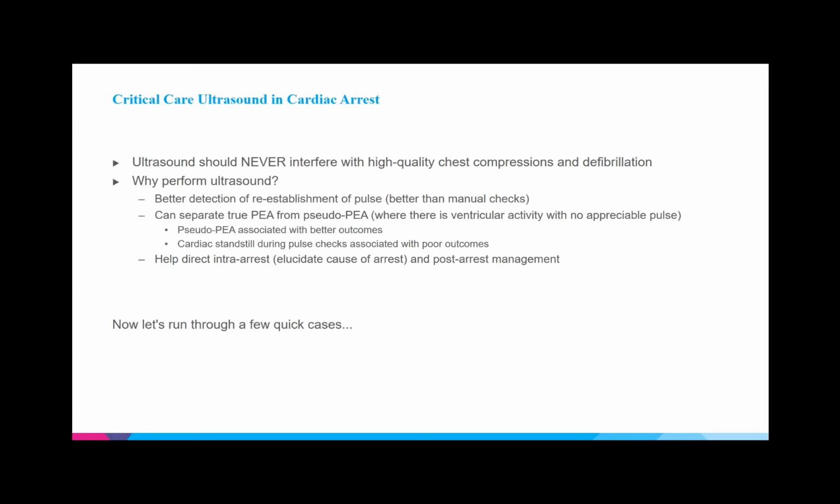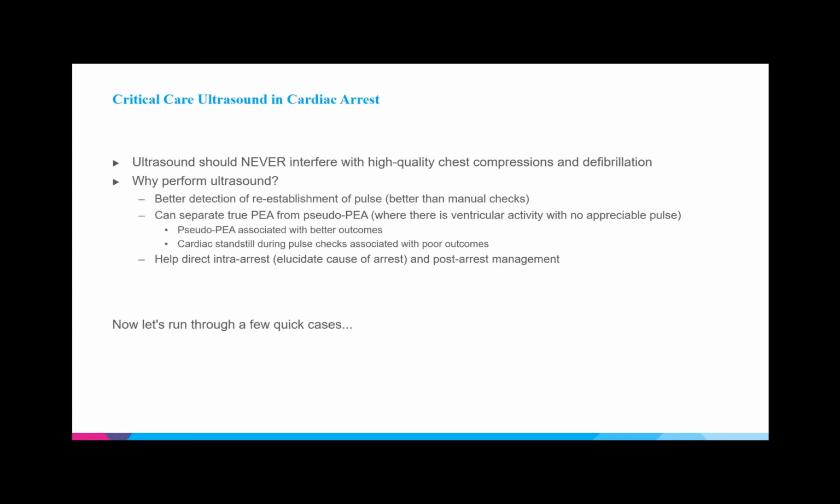And so why do we care? Pseudo PEA, meaning that there is actual cardiac movement, is associated with better outcomes. If, let's say, during ROSC, you're seeing cardiac standstill during pulse checks, that's been associated with poorer outcomes. So if you've been doing CPR for an extended period of time, and every time you check with ultrasound you're getting cardiac standstill, that's usually a sign that achieving ROSC will be unlikely, and that it may be time to think about cessation of CPR.